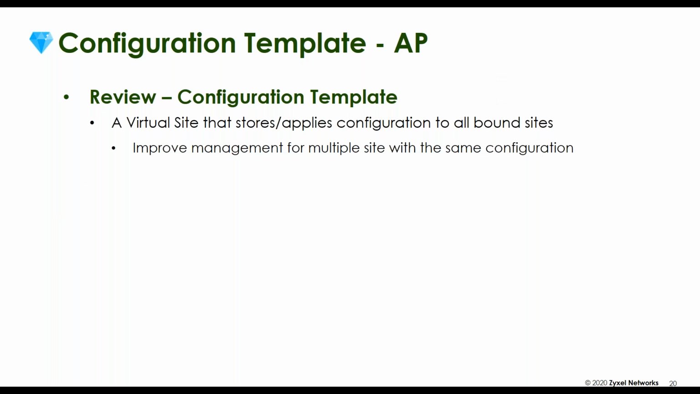So the configuration template for APs. The configuration template is quite good because basically you create a virtual site that you will bind physical sites to, and then you can push out settings. So if you've got a chain of restaurants, for instance, you could have a virtual site, configure it, and then you could actually push out changes to say 5, 10, 20 sites, or even 50 sites, however many are bound to that template.